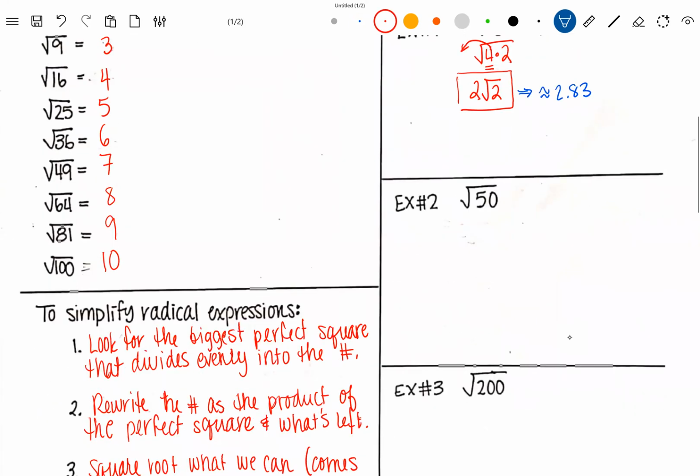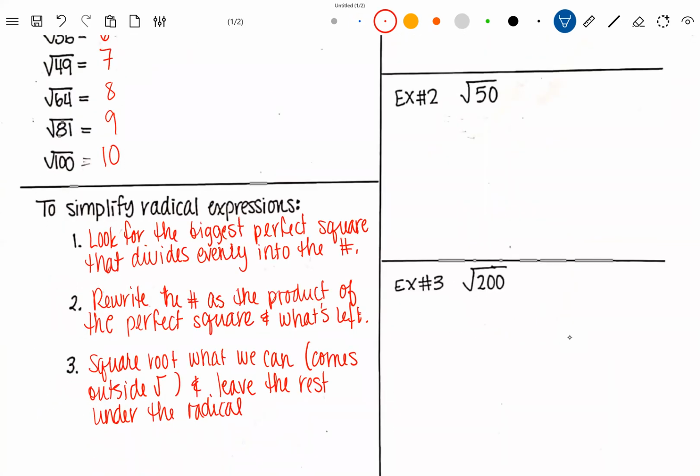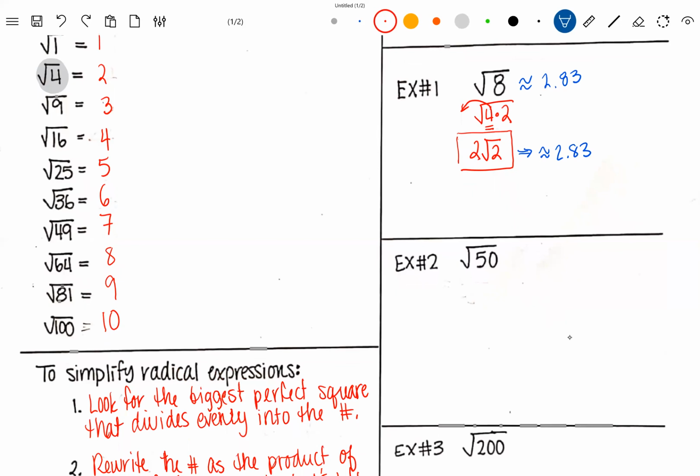Okay, so let's look at example 2. Square root of 50. Again, 50 is not in this list over here. It's somewhere between square root of 49 and square root of 64. But by the steps, I need to see if there's a perfect square that will divide evenly into 50, and I want the biggest one. So the biggest perfect square that divides into 50 is 25. So I'm going to rewrite 50 as 25 times 2.